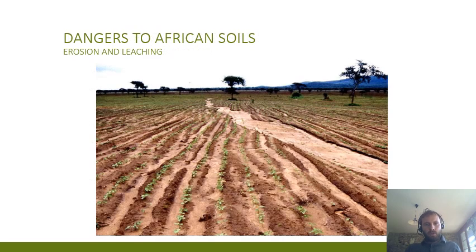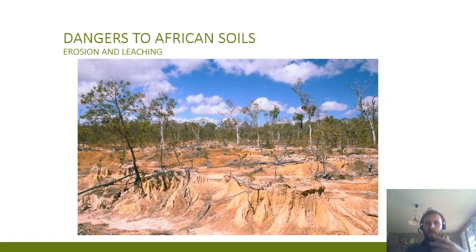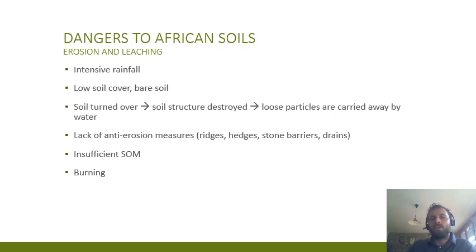Then you have erosion, which is the water and the wind that take away your soil, inclusive of its organic matter, which we saw in the introduction can become really dramatic if it's not controlled in some areas. So erosion is mostly intensive. You have intensive rainfall. If you have a soil not covered, if you have a soil that was turned over or its structure destroyed, for example through plowing or through harvesting of tubers again.